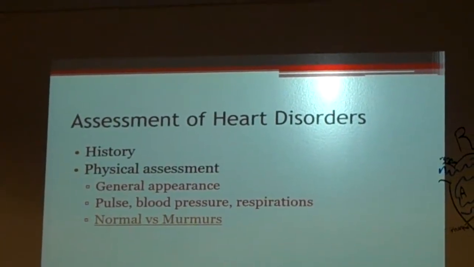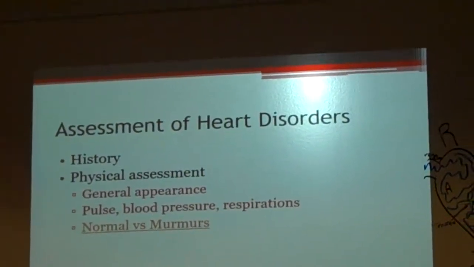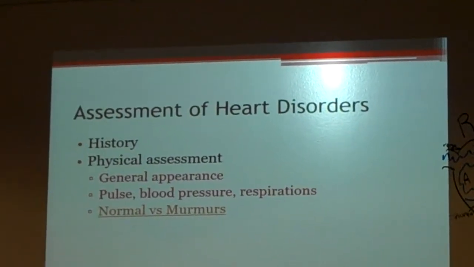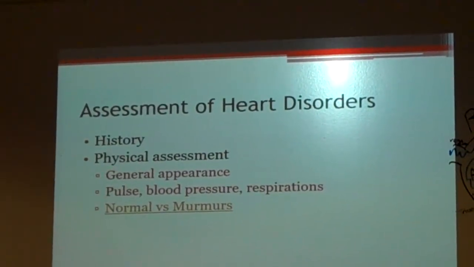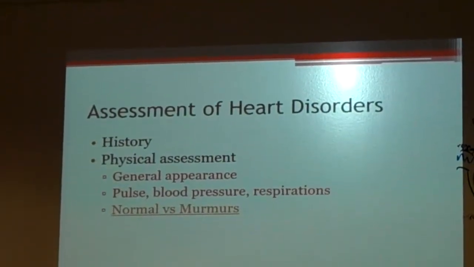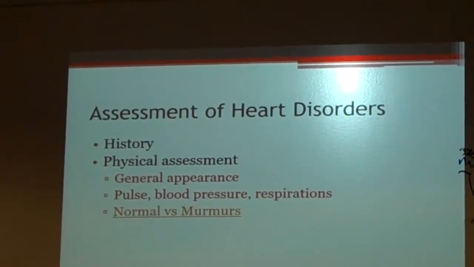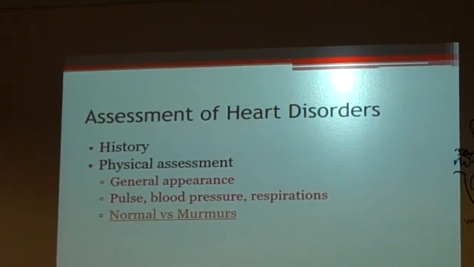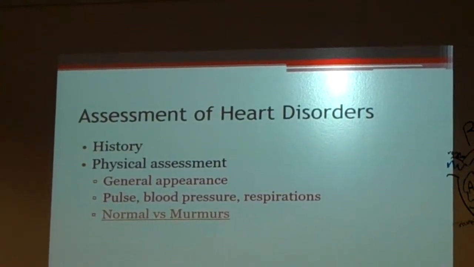You may see peripheral edema, ascites, which is around the abdominal area, neck vein distension, and periorbital edema. The child may report being fatigued, having exercise intolerance, or weight gain.